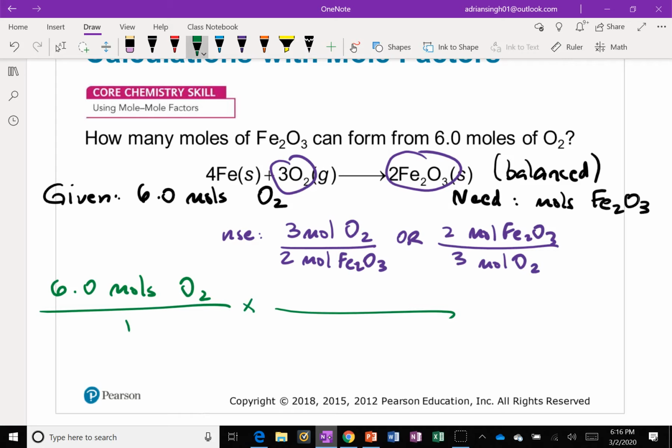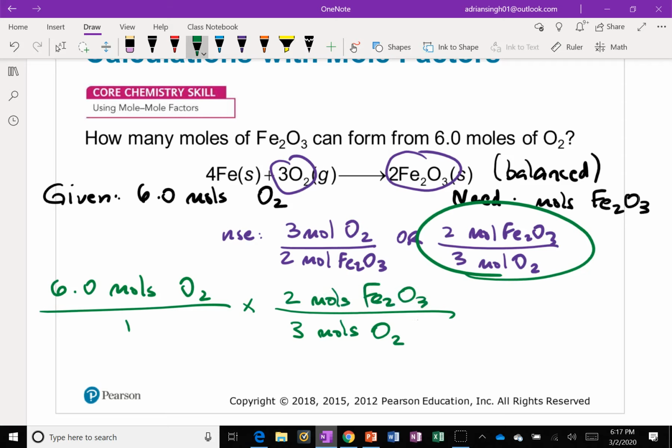Okay, and now we're going to use one of those two conversion factors. Which one am I going to use, the left one or the right one? Units are going to guide you, right? Which is why you don't just write the number, you write the entire thing out. Moles of what, right? So if you want to cancel out moles of O2, we want to put the moles of O2 on the bottom. So 3 moles of oxygen for every 2 moles of Fe2O3. Moles of O2 go away.